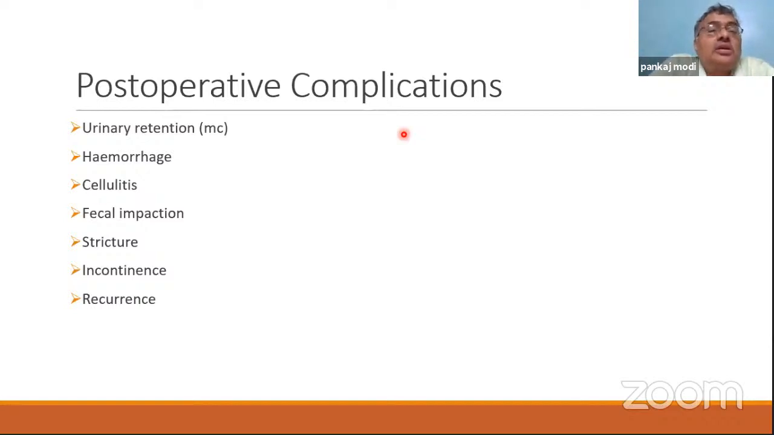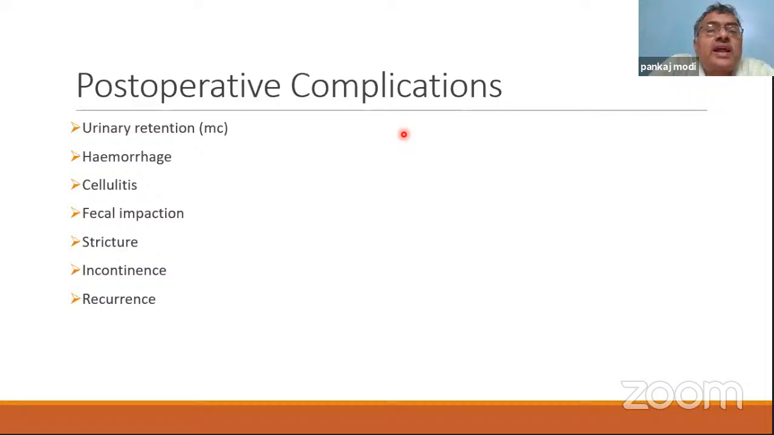if the internal opening is more than 1.5 to 2 centimeters in diameter, most of the time stool may come from there. Obviously, I'm talking about higher fistulas, right? And the fourth is a recurrent fistula with stricture formation.